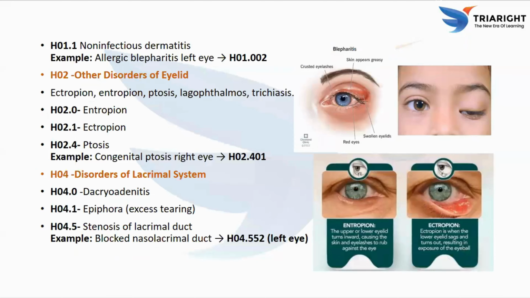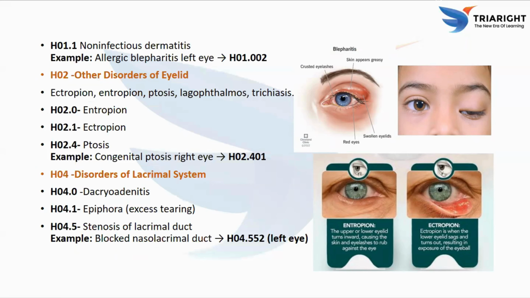So next, coming to the H01.1 code. It is given for non-infectious dermatitis of the eyelid. This category includes the inflammation of the eyelid skin which is not caused by infection. Examples include allergic contact dermatitis, atopic dermatitis, and seborrheic dermatitis.